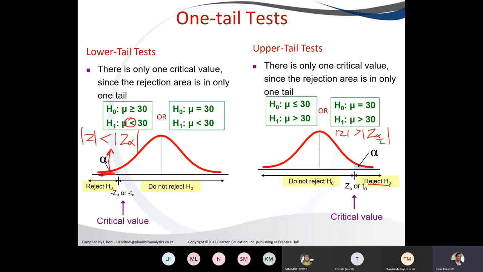So for a one-tail test, if the alternative hypothesis states that it's greater than, it means that if my absolute test statistic value is bigger than my critical value, I will reject the null hypothesis. And if it's less, I do not do anything. You just need to understand those rules.